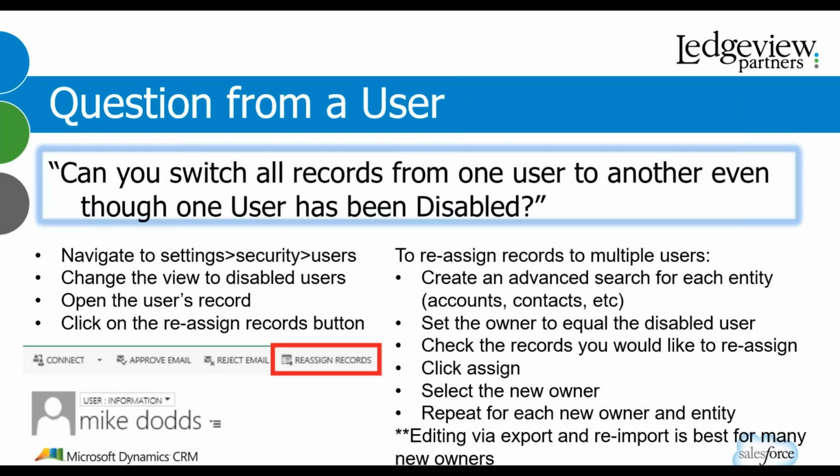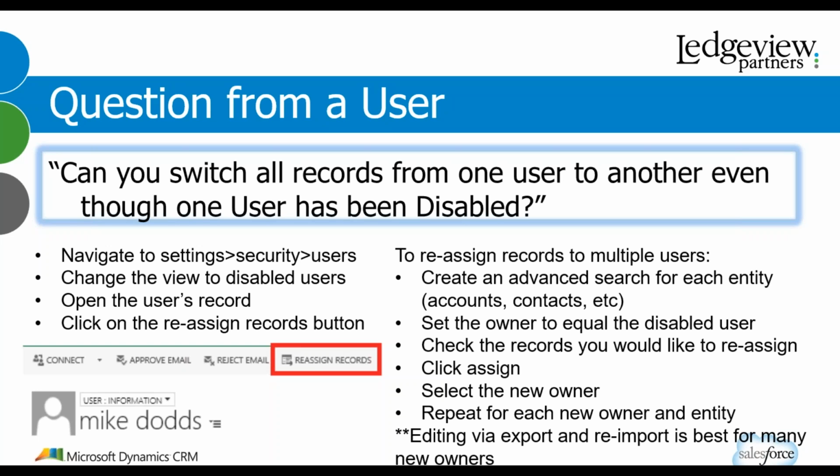Our next question is, can you switch all records from one user to another even though one user has been disabled? The answer to this is you can definitely do that. And simply all you want to do is navigate to settings, security, and then the users. You want to make sure you change your view to disabled users, because otherwise they're not going to show on enabled users because you've removed their license. Find that disabled user, open the user's record, and then at the top there's going to be a reassign records button. If you click on the reassign records, you can reassign all the records to another person. So if somebody took their place, you can send all those records to that one person.